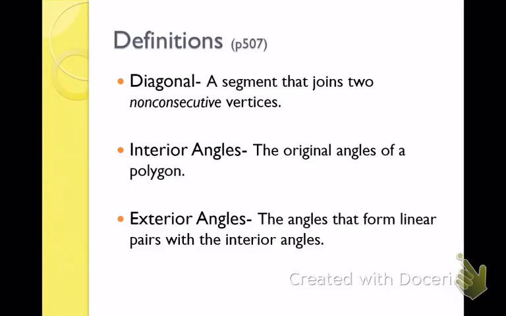Interior angles are just the angles on the inside. Obviously, this is the original angles of a polygon. Inside angles, I think we know that. Exterior angles, we did talk about with triangles. Exterior angles form linear pairs with the interior angles, and you create exterior angles by extending sides, right? And again, we talked about those with triangles a little bit, and any polygon is going to have exterior angles.